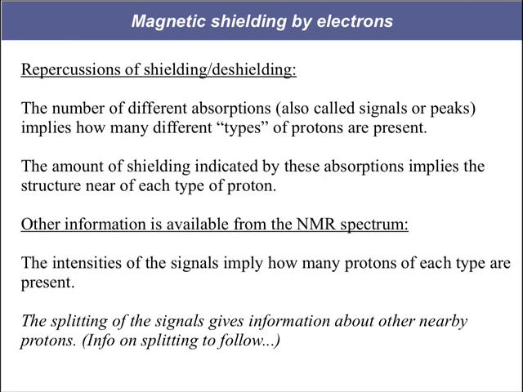Other information that we will get from the NMR spectrum is that the intensity of the signal is correlated to how many protons of each type there are.